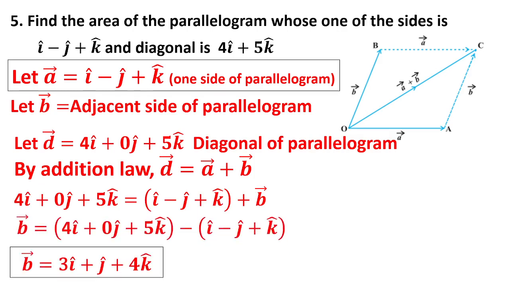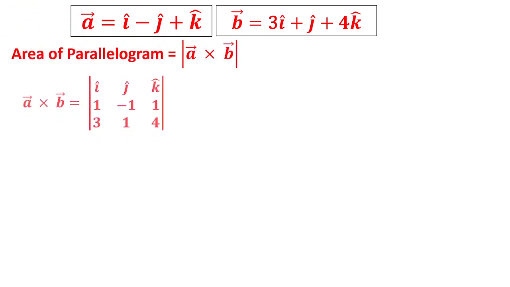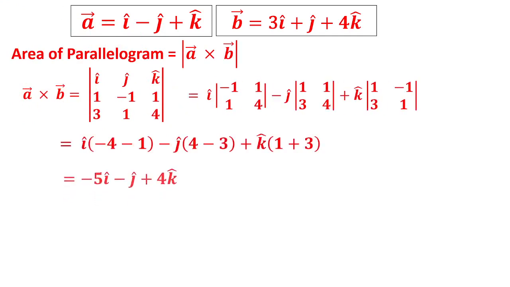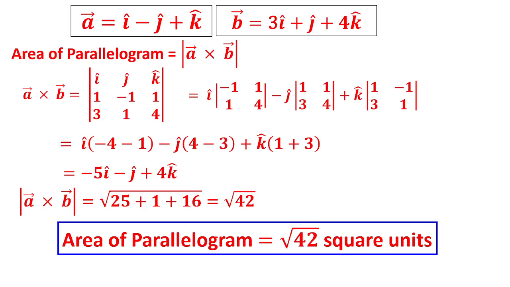Okay, now B is 3i plus j plus 4k. Therefore, the adjacent sides are i minus j plus k and 3i plus j plus 4k. Now come back to the question now. Now you are ready. You can get the area, magnitude of A cross B, 3 cross 3 determinant. You expand it. I got A cross B as minus 5i minus j plus 4k. Find its magnitude. The answer is 42 square units.